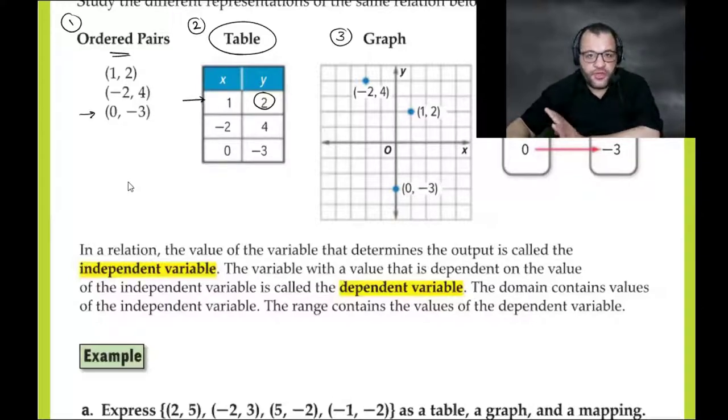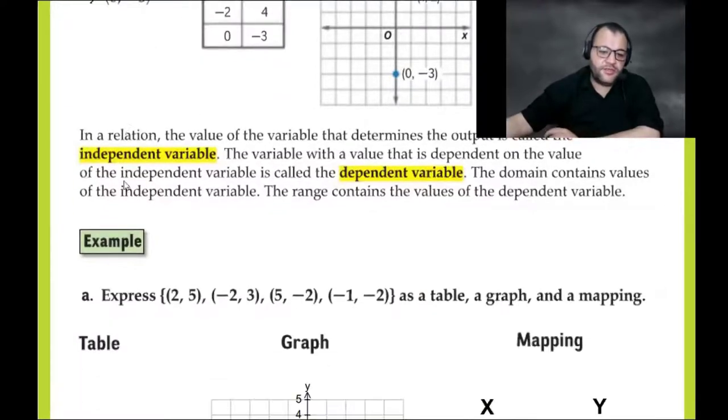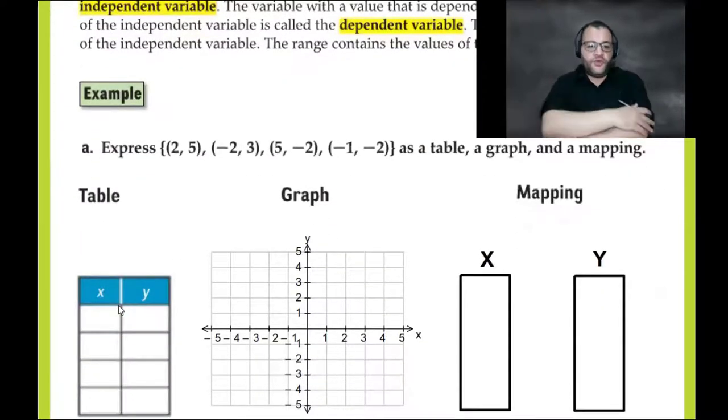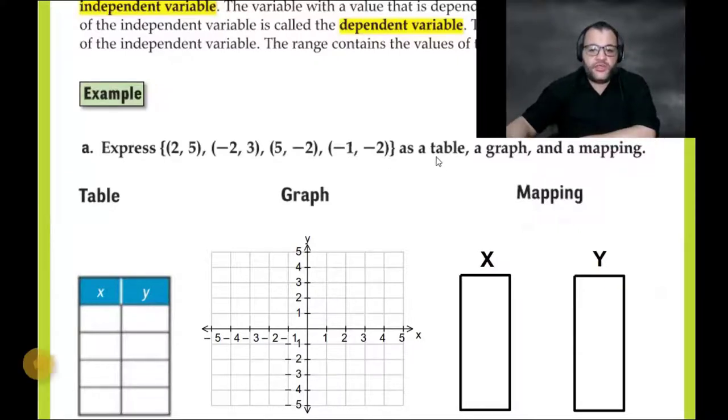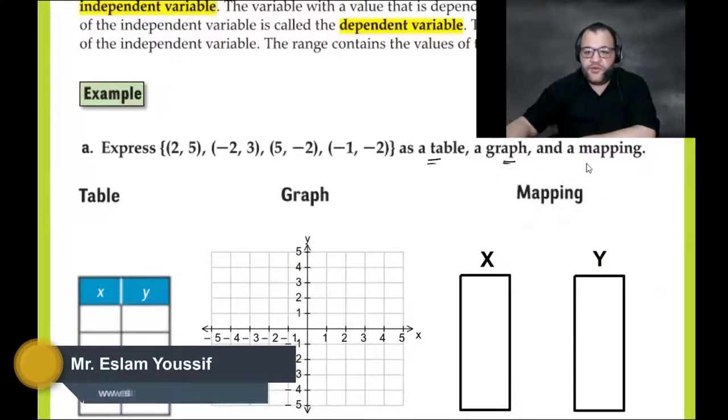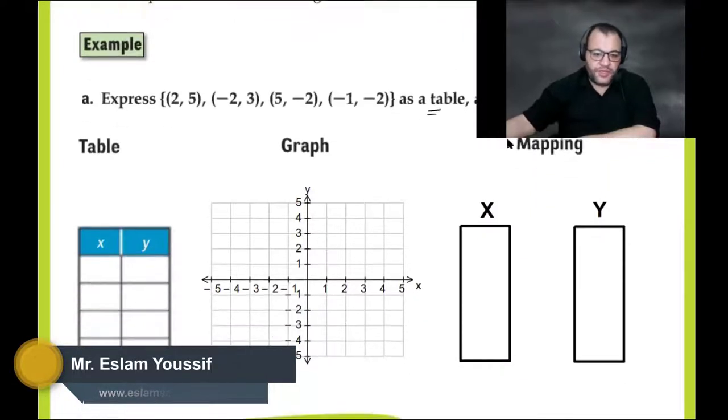Any problem for this one? Any problem for the relation? We can convert between the ways. No. Okay. So for the first question, we need to express the relation (2, 5), (-2, 3), (5, -2), (-1, -2) by using the table and by using the graph, by using the method. I will solve the first one, then you can solve after that.